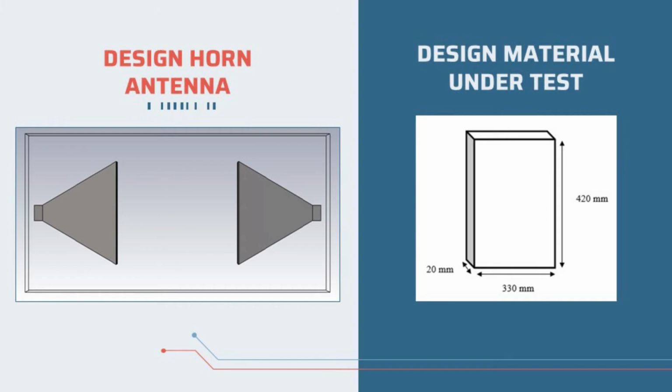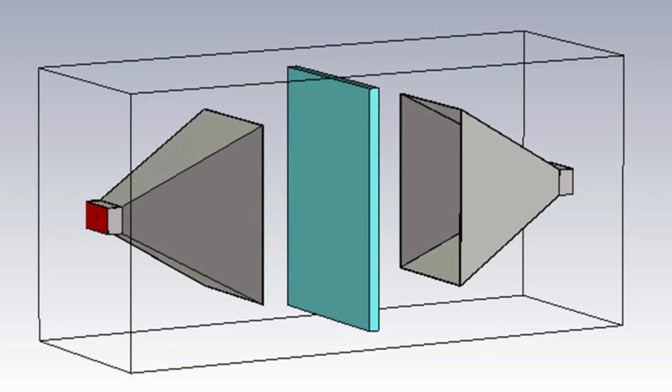Concrete tile roof is the material under test for the free space measurement system in this project. This material was placed in between the horn antennas. The length and height of the concrete tile roof are designed to be 330 mm and 420 mm respectively. The thickness of the concrete tile roof is 20 mm. This figure shows the free space microwave measurement system design in CST Microwave Studio software.